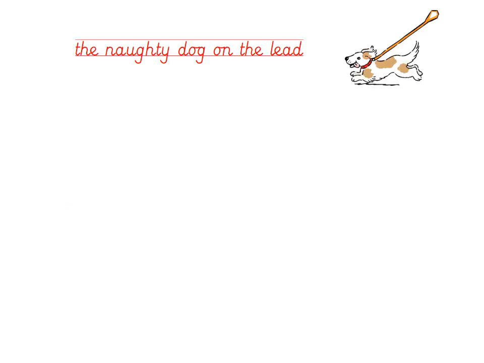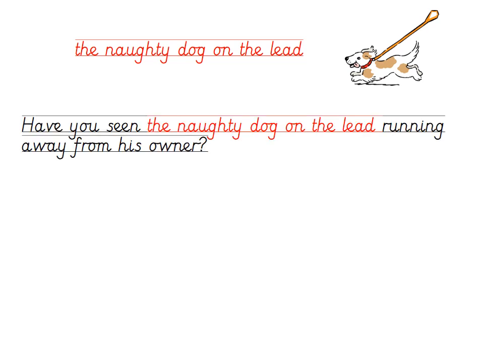Let's practice putting an expanded noun phrase into a sentence. Remember, in a sentence, something must be happening. Sentences must always have a noun and a verb. They begin with a capital letter and end with a punctuation mark. The punctuation mark may be a full stop, a question mark, or an exclamation mark depending on what type of sentence you are writing. I have used the expanded noun phrase, the naughty dog on the lead, to create the question sentence. Have you seen the naughty dog on the lead running away from his owner? Because I am asking something, I have finished my sentence with a question mark. I have also made sure to start my sentence with a capital letter.